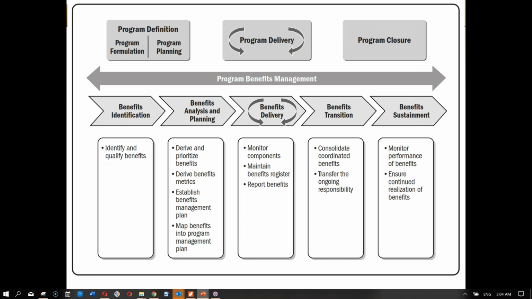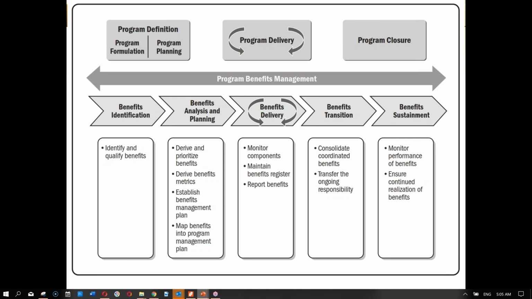Then all these benefits, if they are not to be incrementally delivered, will have to be consolidated and coordinated. So in benefit transition, we consolidate and coordinate these benefits and ultimately transfer the ongoing responsibility to the customer or the organization. The last step, closely associated with benefit transition, is benefit sustainment, in which we ensure that whatever we are handing over will be able to sustain.